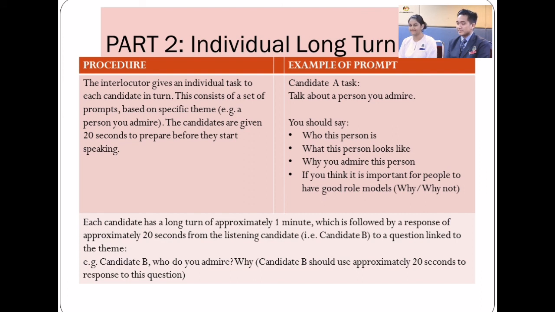Each candidate has a long turn of approximately 1 minute, which is followed by a response of approximately 20 seconds from the listening candidate, that is candidate B, to a question linked to the theme. Example, candidate B: who do you admire? Why? Candidate B should use approximately 20 seconds to respond to this question.